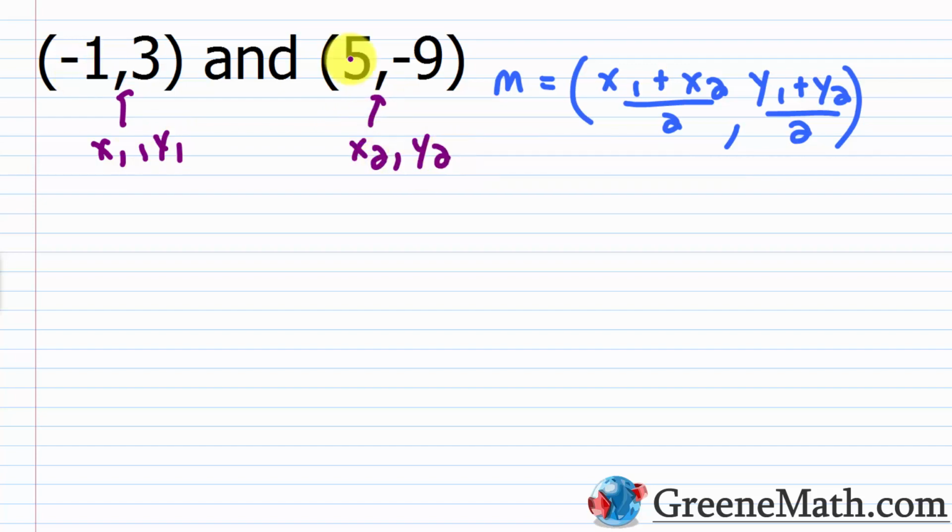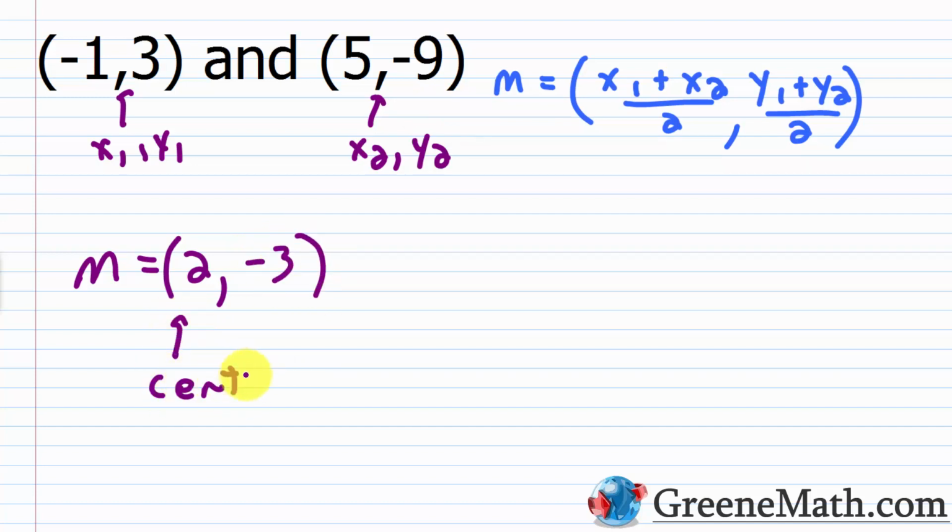So you'd have negative 1 plus 5. That's going to give me 4. 4 divided by 2 is 2. So this would be 2. And then for y, I would have y sub 1, which is 3, plus y sub 2, which is negative 9. 3 plus negative 9 is negative 6. Negative 6 divided by 2 is going to give me negative 3. Okay, so this is negative 3. So this guy is going to be the location of my center. So this is my center.